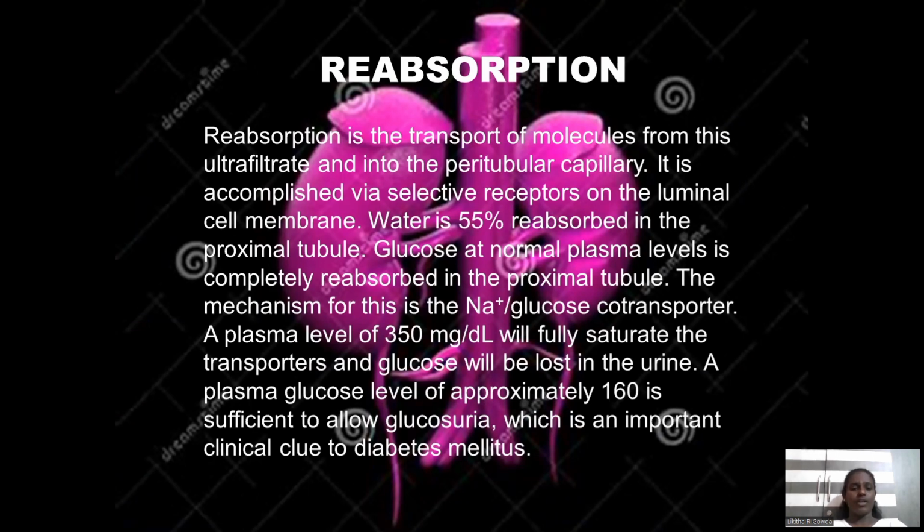A plasma level of 350 milligrams will fully saturate the transporters and glucose will be lost in the urine. A plasma glucose level of approximately 160 is sufficient to allow glucosuria, which is an important clinical clue to diabetes mellitus.